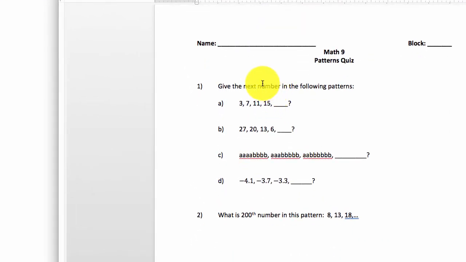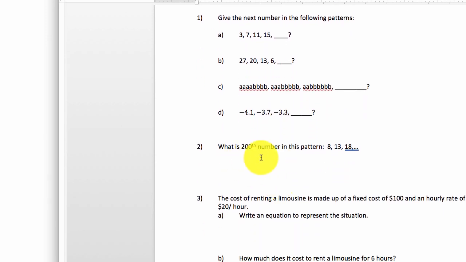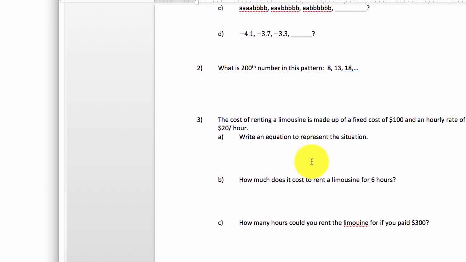Okay, here it is. You'll see in number 1, I have some patterns here, and you just have to say, what's the next number that goes in there? Which letters should go in here, basically? What number should go in that space? Number 2, what's the 200th number in this pattern? Remember, I don't suggest you write out 200 of them. Finding an equation would definitely be helpful here.